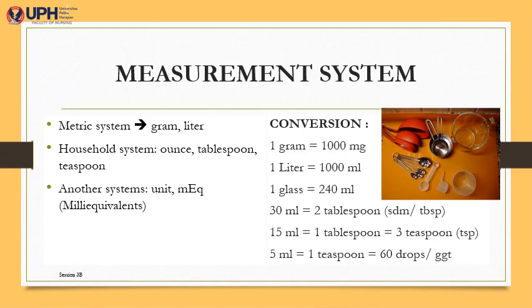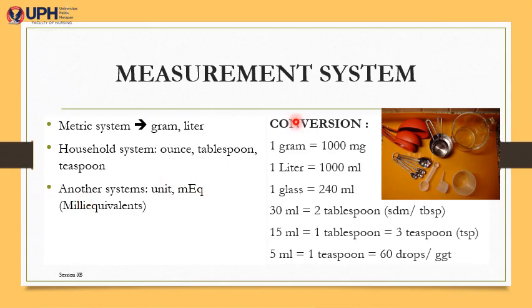We learned a lot about measurement system. We have what we call metric system. It's in gram and liter. That's the common used one. But we also have the household system with the ounces and tablespoon and teaspoon. We also have another metric unit, metric system called a unit, and also milliequivalents. And you'll see this a lot in insulin as well as in heparin. So we use this type of calculation.